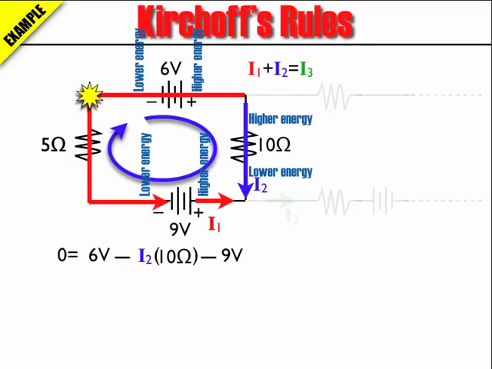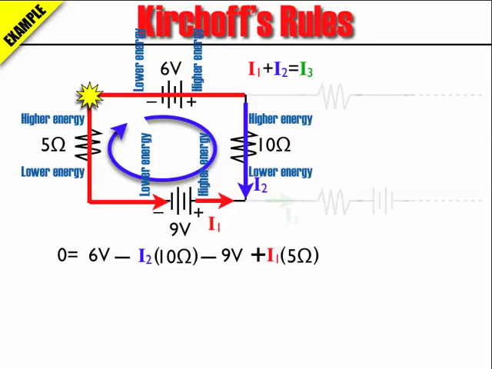Continuing around my circuit and getting up to the 5 ohm resistor, I look at the direction of the current through the 5 ohm resistor. The high energy is where the current came from, that's the top of the resistor, and the low energy is the bottom. So as I move in a clockwise direction from bottom to top, I encounter the low energy first, then the high energy. To go from low to high means I have to add energy. So that's going to be a positive I times R. And the I is the current going through that resistor, which is I1, times 5 ohms. So that's my loop equation.